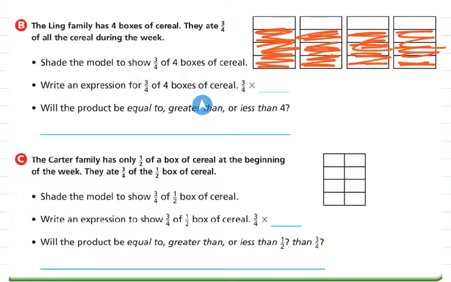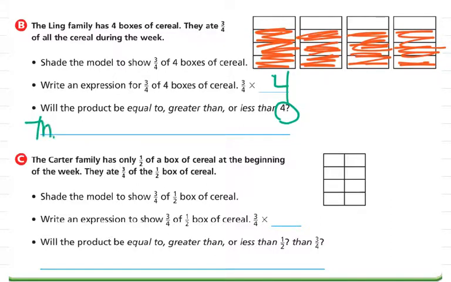As a math detective, when you hear the word of, it's prompting you to think multiplication. And we can see that because it's represented. There are 4 boxes, and of the 4 boxes, 3/4 of each box got eaten. Now it says, will the product be equal to, greater than, or less than 1? So what we can do is compare, and make sure whether it's going to be equal to, greater than, or less than 4.